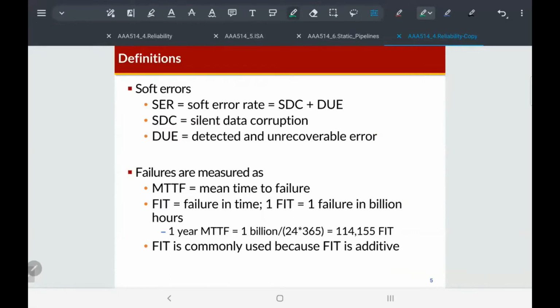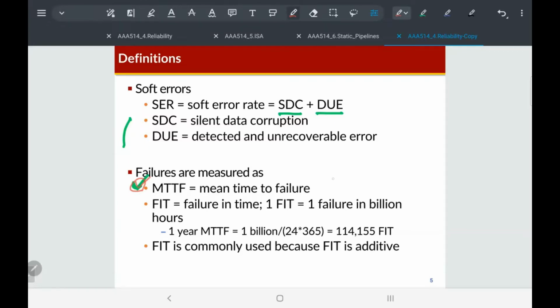The soft error rate, called SER, is SDC plus DUE. As I mentioned, SDC is silent data corruption, and DUE is detected and unrecoverable error. When we measure failures in our computer system, we frequently use the MTTF. We can frequently find the MTTF in SSD specifications. That is MTTF, mean time to failure.